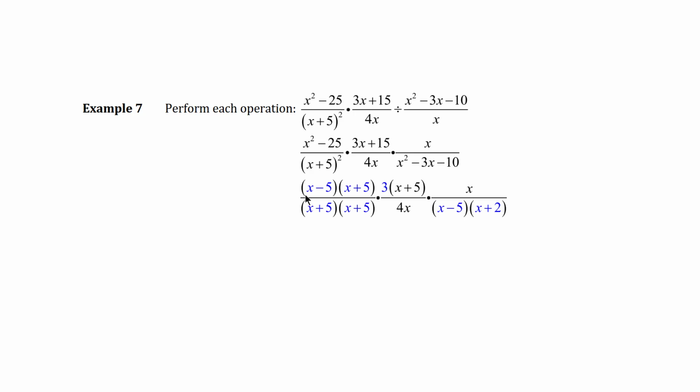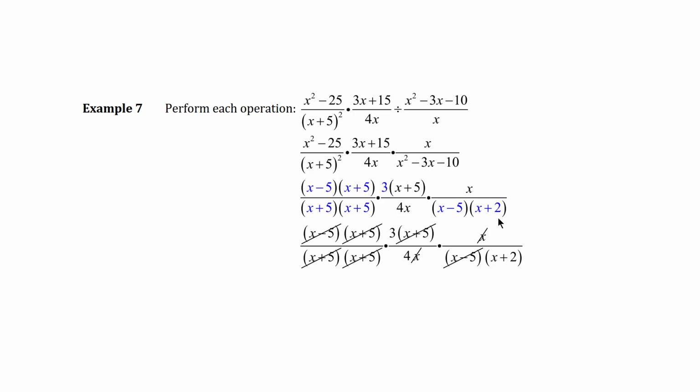The result is parentheses x minus 5 times parentheses x plus 5 divided by parentheses x plus 5 times parentheses x plus 5 times 3 times the parentheses x plus 5 divided by 4x times x divided by parentheses x minus 5 times parentheses x plus 2.